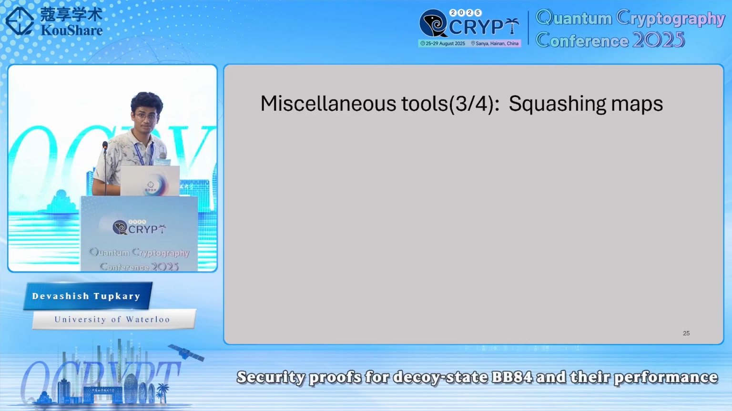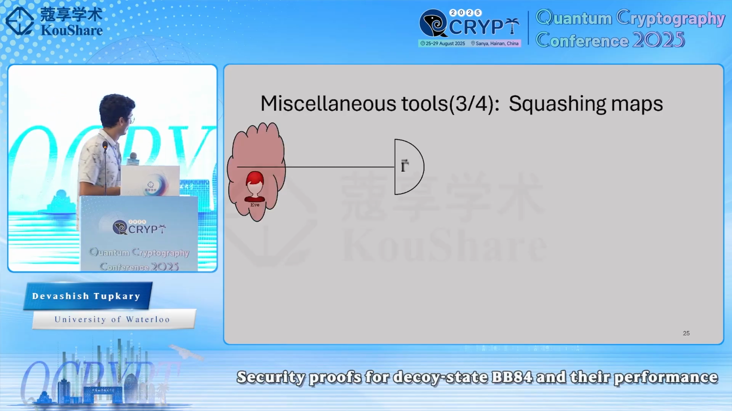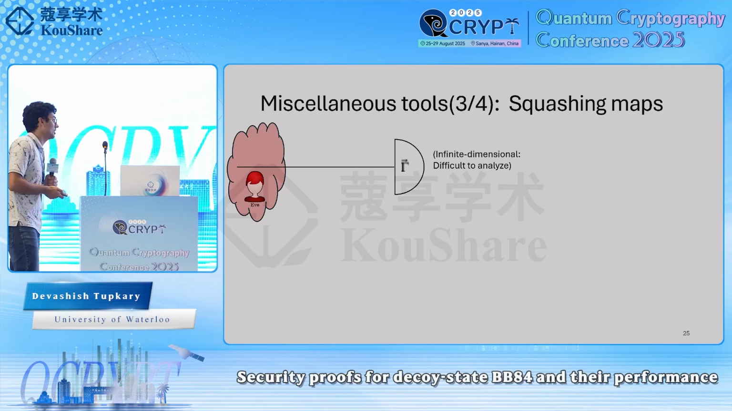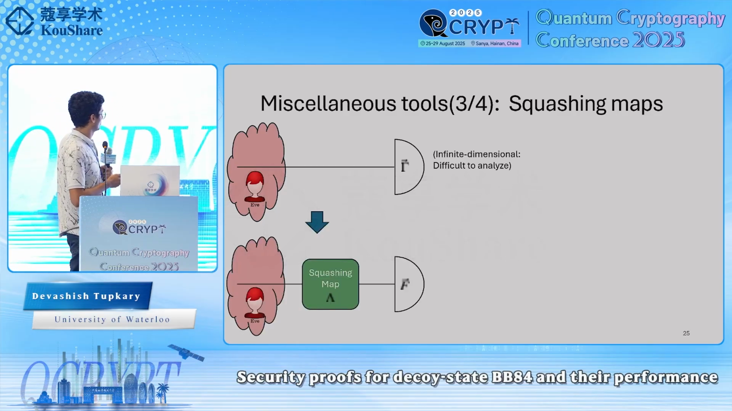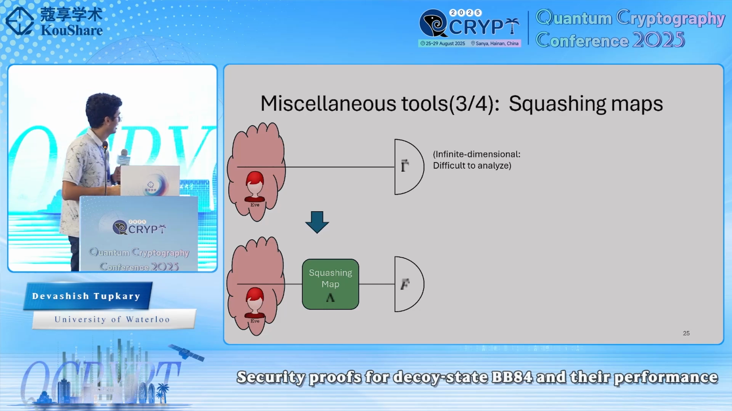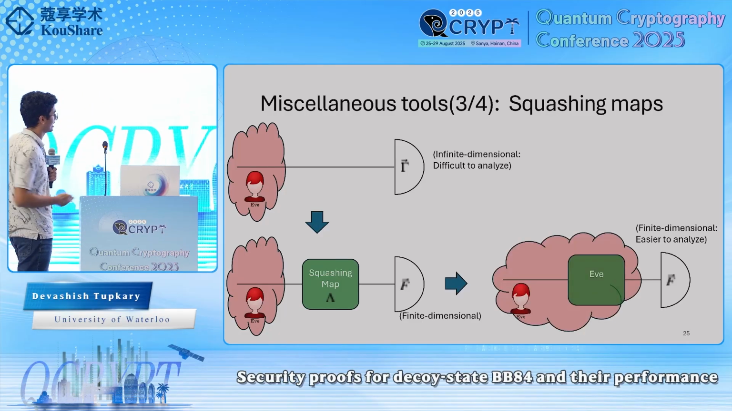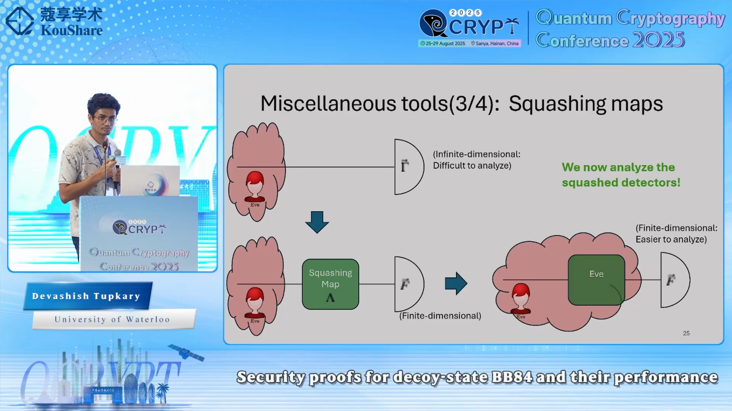We have squashing maps that basically do the same trick but on Bob's side. So Bob is typically measuring using infinite dimensional POVMs because he has threshold detectors. They are difficult to analyze on account of being infinite dimensional. One can try to show that this measurement can be thought of as a squashing map followed by a finite dimensional measurement. And if one can show this, then again we can invite Eve into Bob's lab, give her control over the squashing map, and then analyze just the finite dimensional squashed detectors.